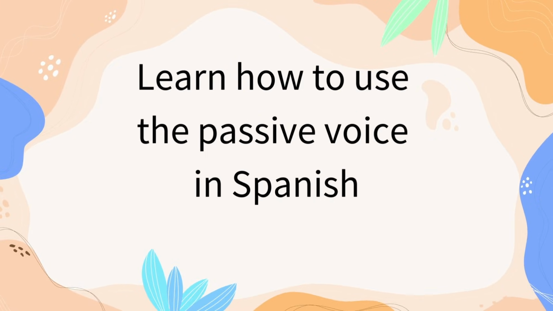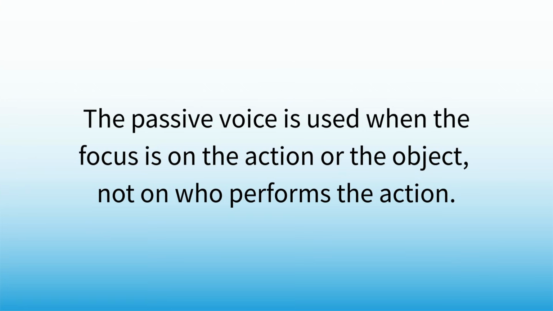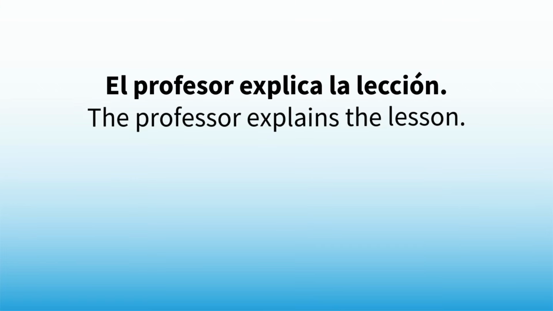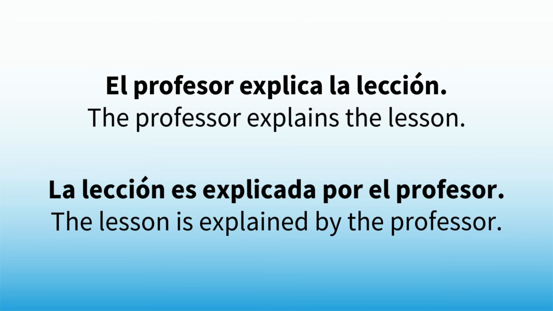Today I'm going to talk about how the passive voice is formed in Spanish, la voz pasiva. As you know, the passive voice is used when the focus is on the action or the object, not on who performs the action. For example, el profesor explica la lección. The professor explains the lesson. Here, the focus is on the professor. Using the passive voice, we could say, la lección es explicada por el profesor. The lesson is explained by the professor, and so the focus is on the lesson, la lección.